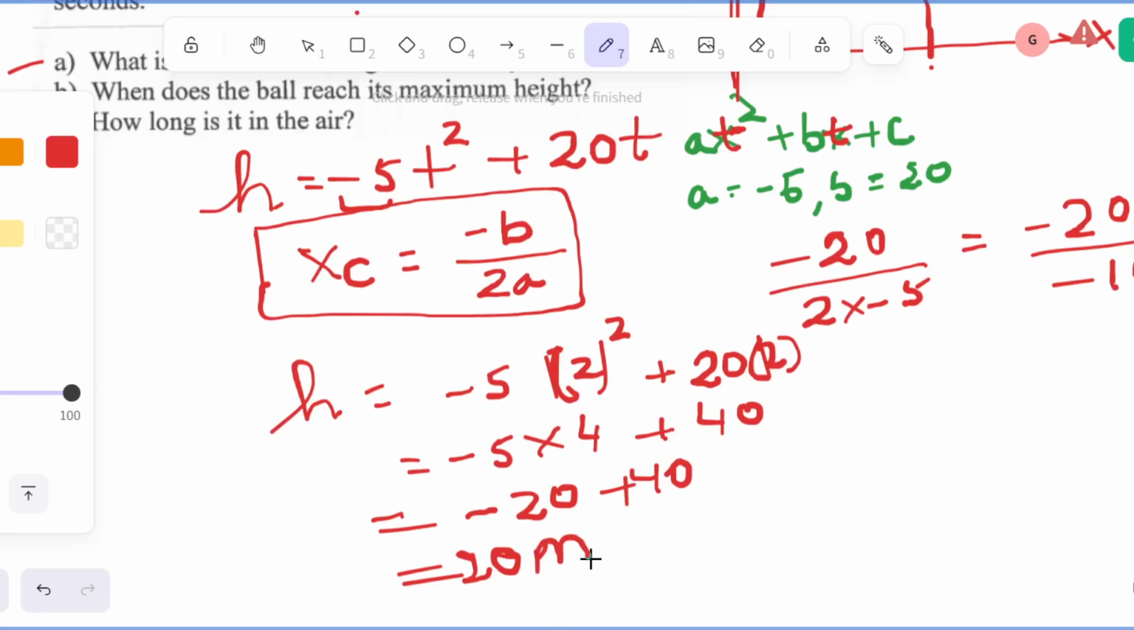And when did the ball reach the maximum height? After 2 seconds. This is the second. So when we find the x coordinate, that's the second, because the x coordinate is the time. So after 2 seconds, the ball has reached its maximum height, which is 20 meters. So how did we find the time? We use the x coordinate of the vertex formula, which is minus b upon 2a, which we got as 2. And they have taken the x coordinate as the time. That means after 2 seconds, the baseball has reached its maximum height, right?